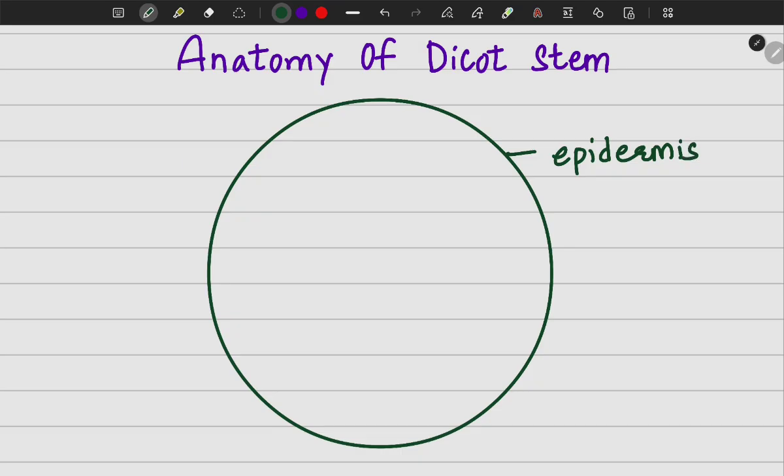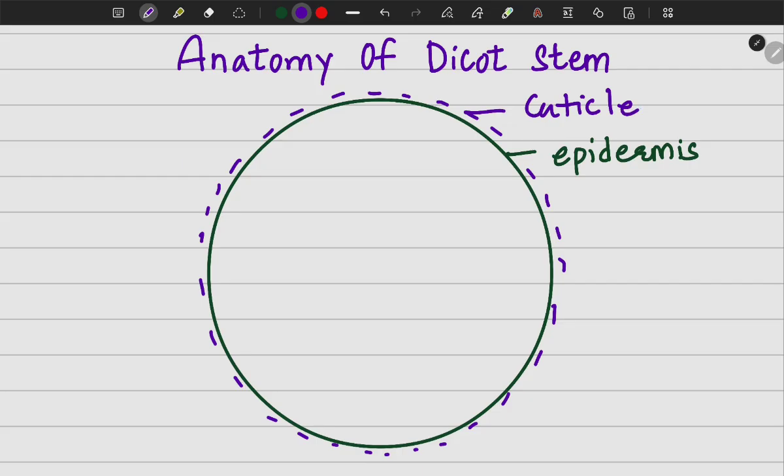Now, since this is a stem, the epidermis will have a layer of cuticle over it to prevent water loss. We already learned about the cuticle, which is a waxy coating, and it is present over the epidermis. Usually, cuticle is found in the epidermis of the stem so that the water loss can be prevented. Now, the epidermis may also have a few stomata.